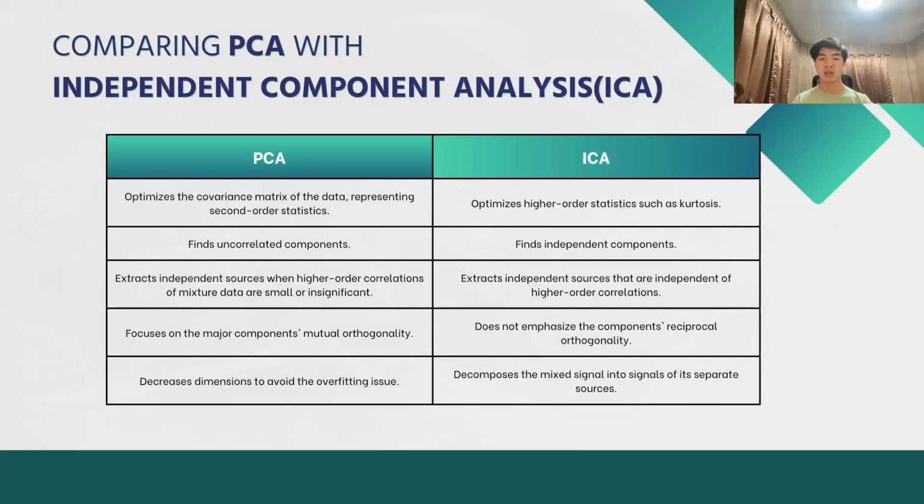PCA focuses on the major components' mutual orthogonality. ICA does not emphasize the components' reciprocal orthogonality. And PCA decreases dimensions to avoid the overfitting issue, while ICA decomposes the mixed signal into signals of its separate sources.